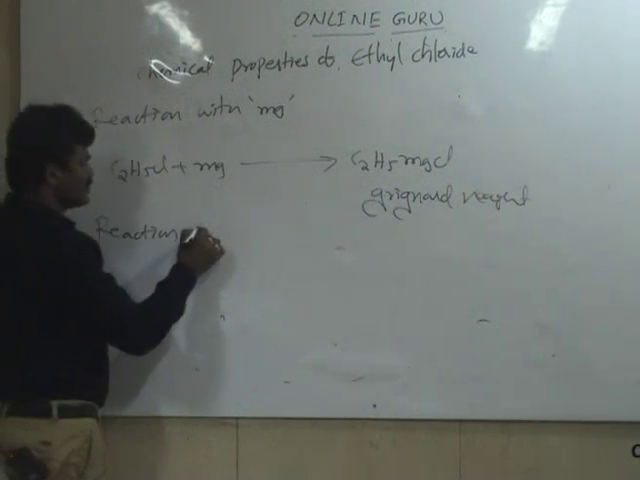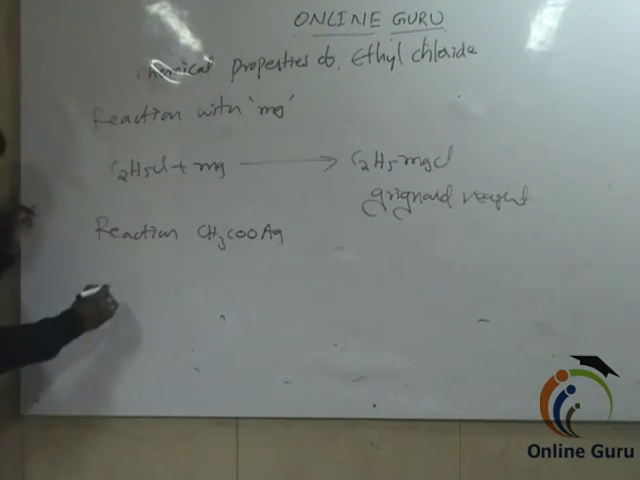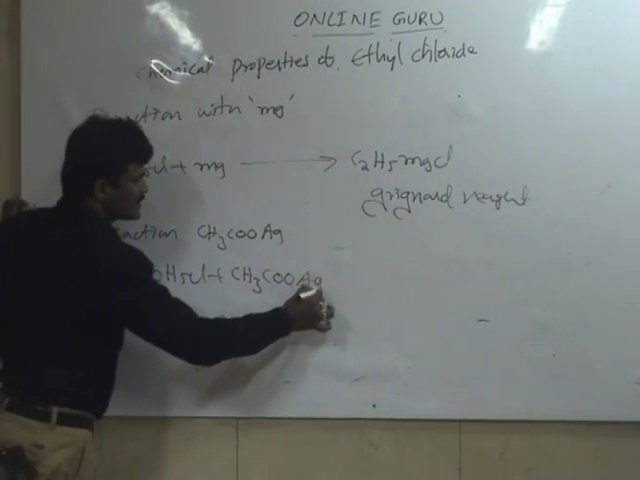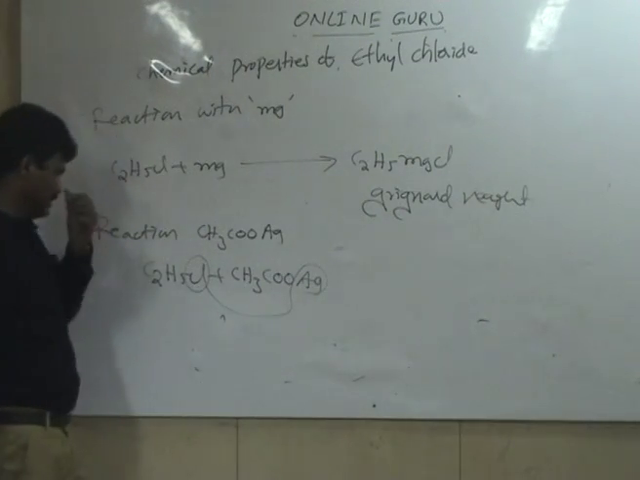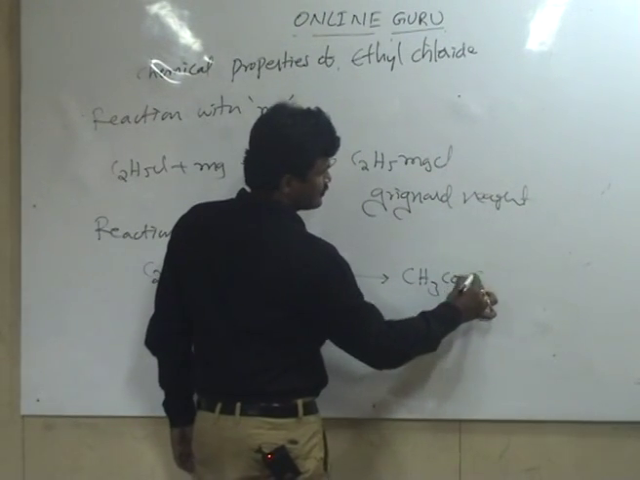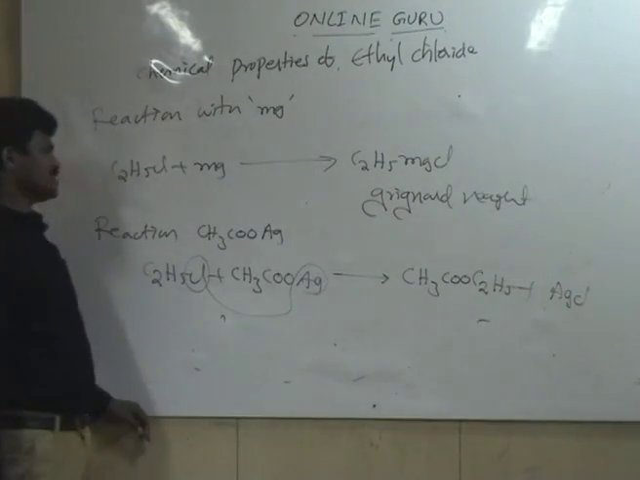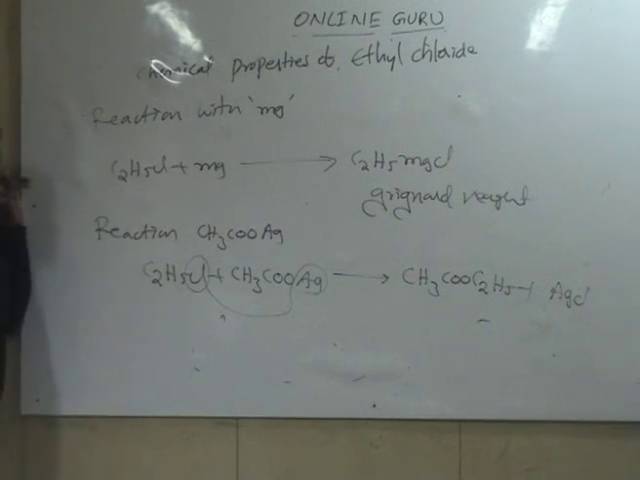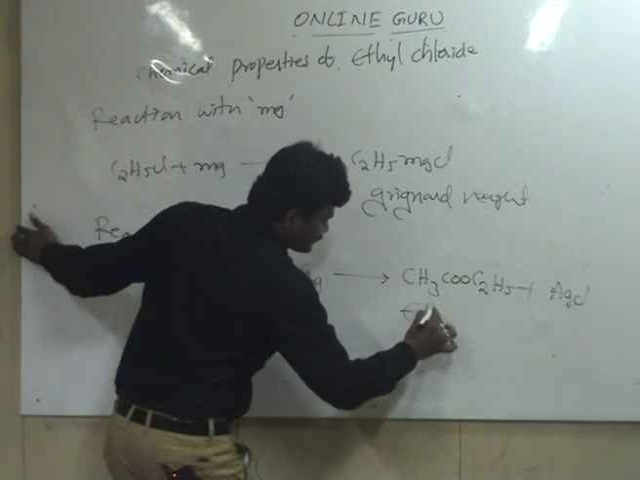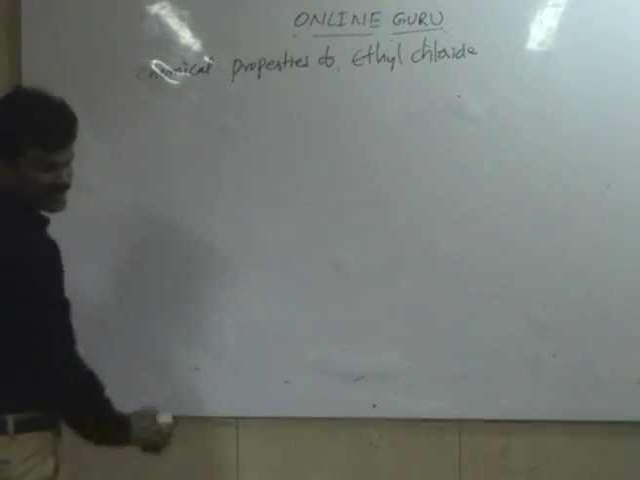Then silver acetate. When ethyl chloride reacts with silver acetate, it produces ethyl acetate plus AgCl.